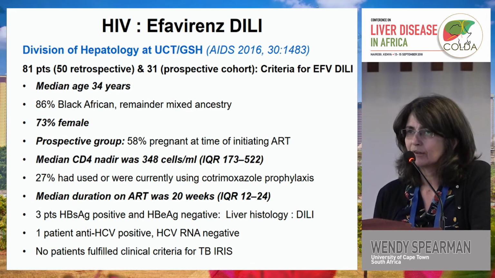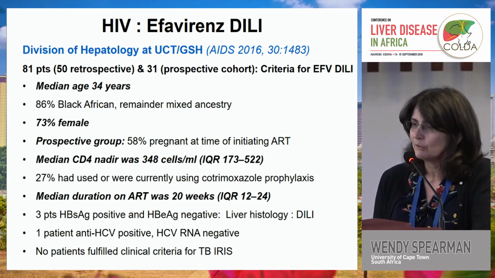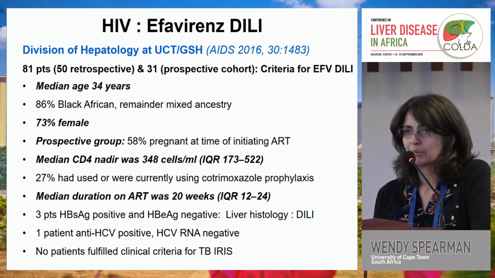So having realized that there was a concern about efavirenz causing submassive necrosis, we undertook to look at this in more detail. There were 81 patients, 50 retrospective and 31 prospective, who all met criteria for efavirenz DILI. The median age was 34 years, 73% were female, and in the prospective group, 58% were pregnant at the time of initiating ART. The median CD4 nadir was 348 cells, and the median duration on ART was 20 weeks. Three patients had hepatitis B, but the biopsy showed no evidence of active hepatitis B, and the finding was due to DILI.